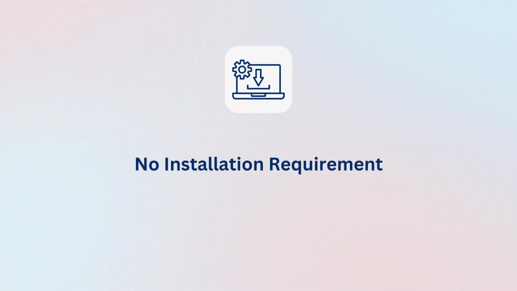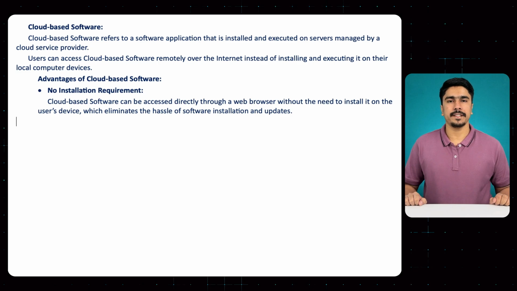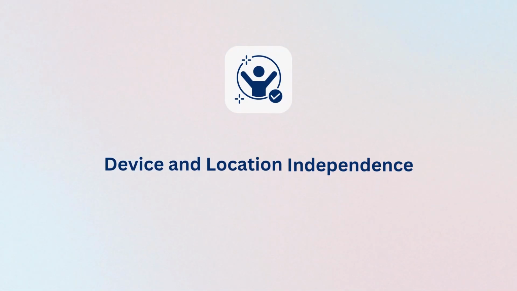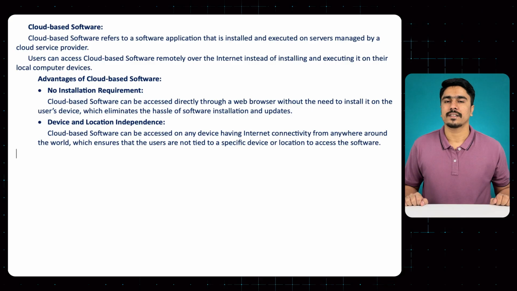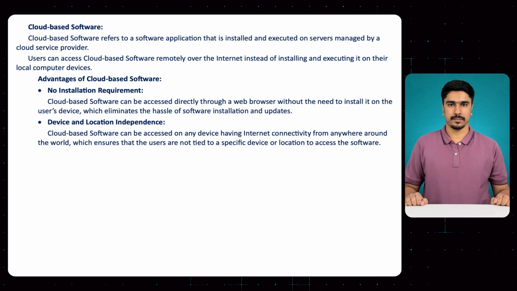Firstly, no installation requirement. Cloud-based software can be accessed directly through a web browser without the need to install it on the user's device, which eliminates the hassle of software installation and updates. Next, device and location independence. Cloud-based software can be accessed on any device having internet connectivity from anywhere around the world, which ensures that the users are not tied to a specific device or location to access the software.